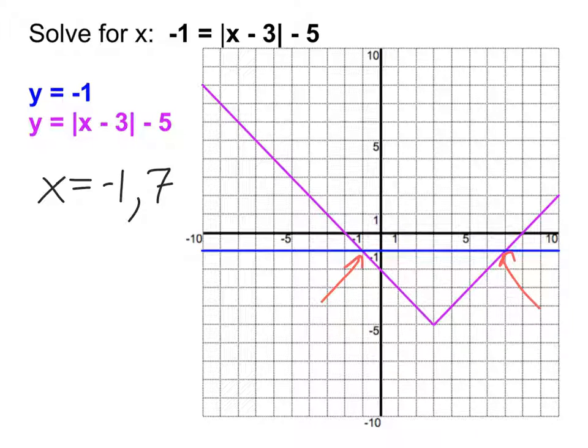A little side note here. The way I wrote the answer there is exactly what I want to see on your paper. What I do not want to see is parentheses around those numbers. Because as soon as you put parentheses around it, you're saying that this is x and this is y. We just want that to be a list of numbers, and so no parentheses.